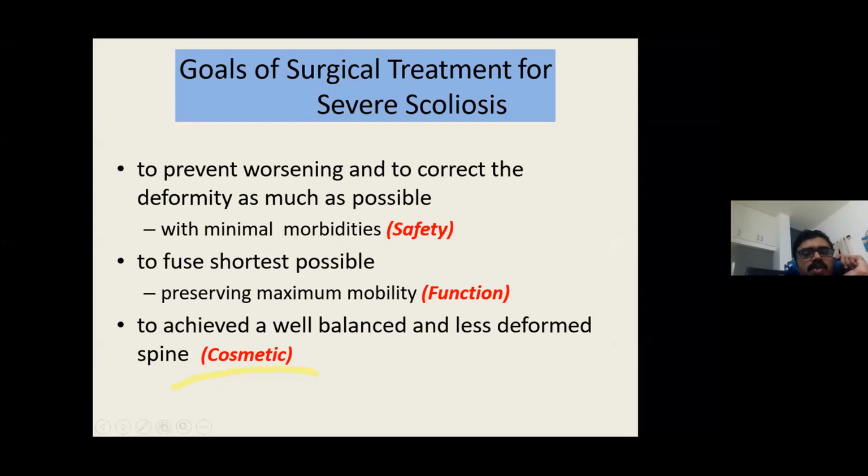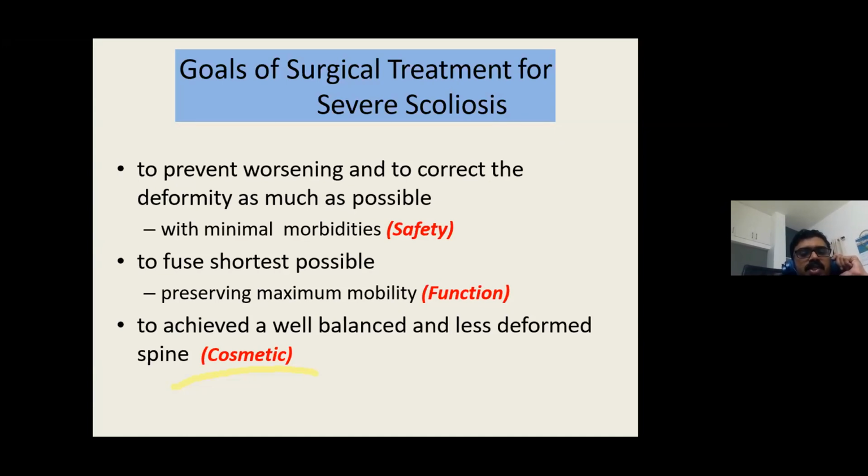Now, what are the goals of surgical treatment of severe scoliosis? First thing is to prevent the worsening and to correct the deformity as much as possible with minimal morbidity. That is, safety is of prime concern in these patients. Second thing is to fuse the shortest possible, with the idea of preserving maximum mobility. So function is the second important role. The third one is to achieve a well-balanced and less deformed spine, cosmetic.